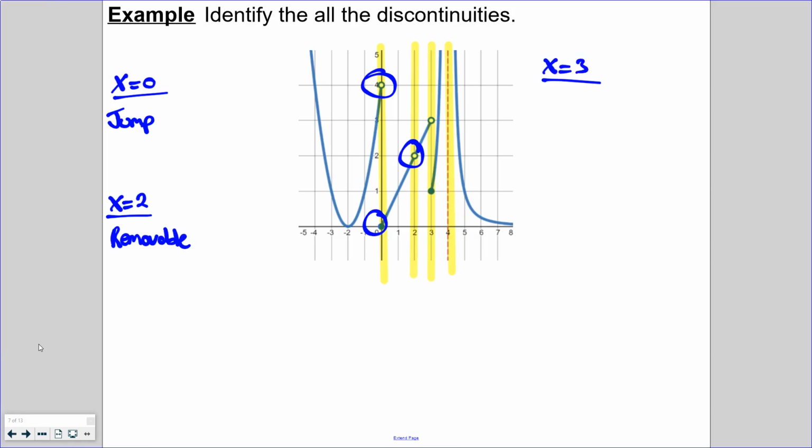Then at x equals 3, we appear to have a jump discontinuity because the limit from the left does not equal the limit from the right. And then finally, let me just get rid of that circle there so we can see what happens at x equals 4. At x equals 4, we can see that both sides of this particular function go to infinity. So this would be an infinite discontinuity because of the vertical asymptote.